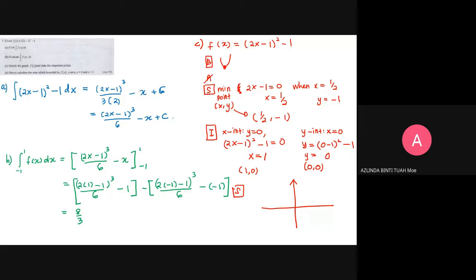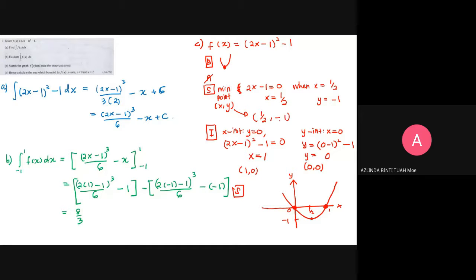Plot all the points. So far we have 3 points, 0, 0, 1, 0, the intercept. And then the minimum point is in between these two, 1 over 2 here. The minimum point there, so negative 1, 0, 1, 1 over 2 here. Then sketch the U shape for the positive x squared. This is the graph. You can label y and x here. And that's all for part C.